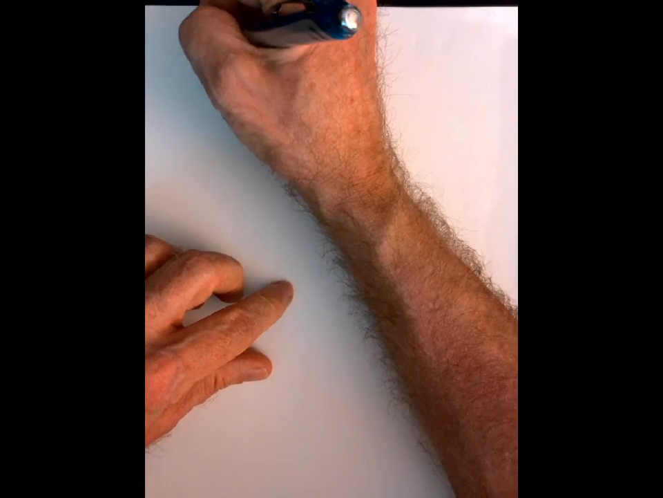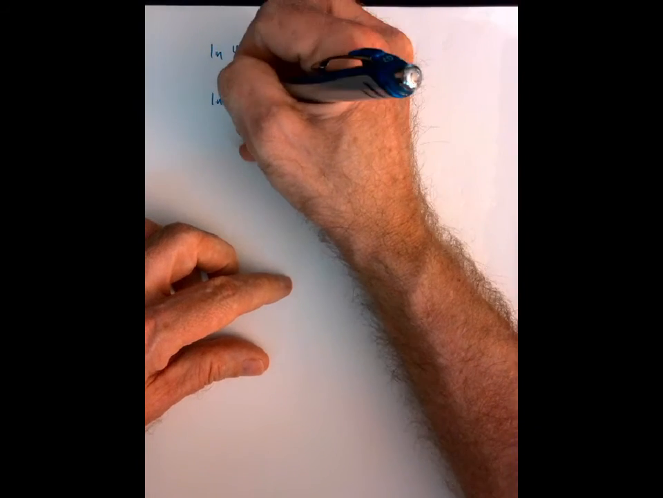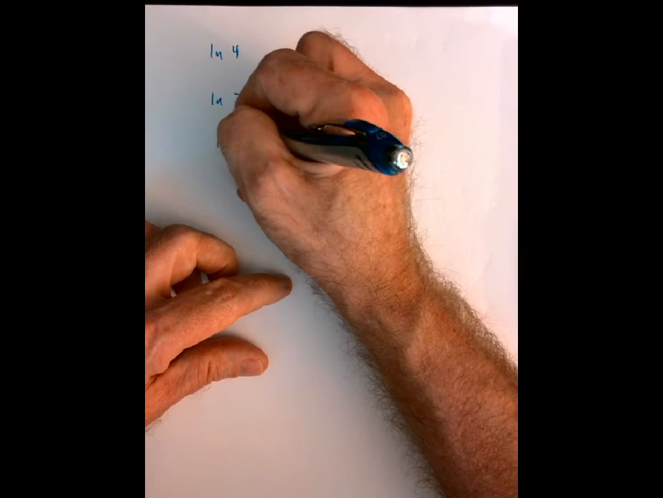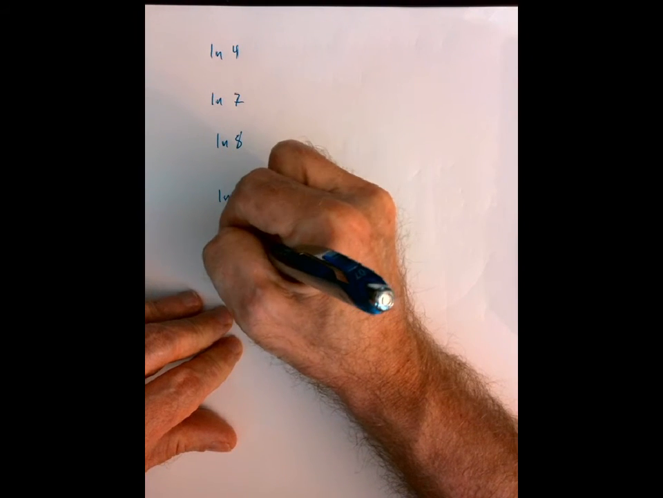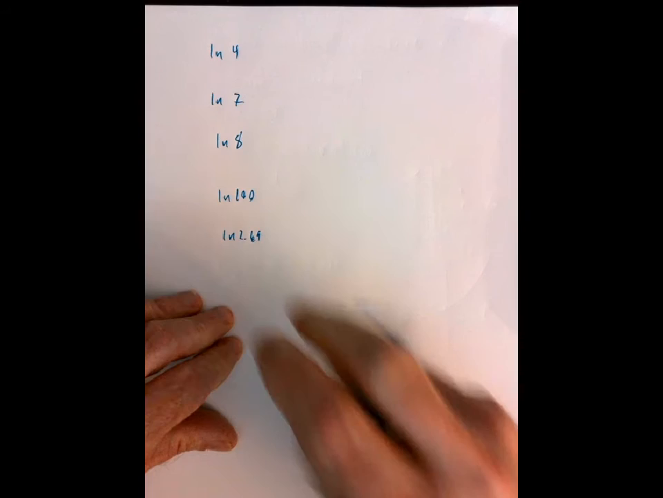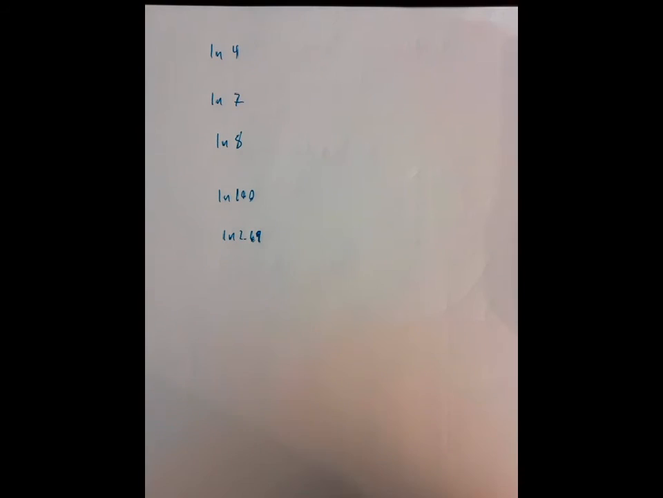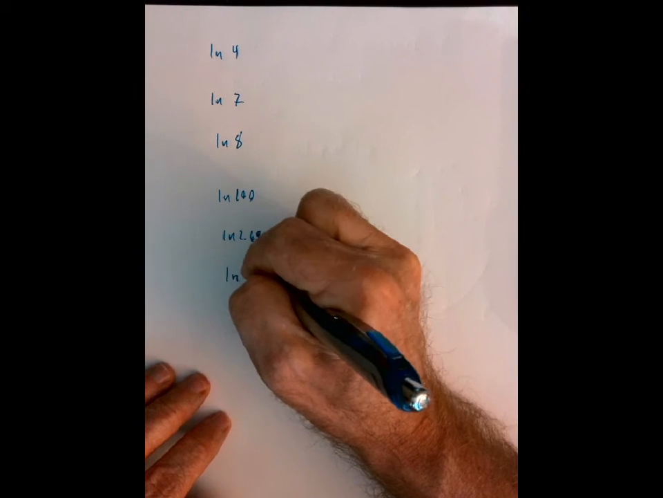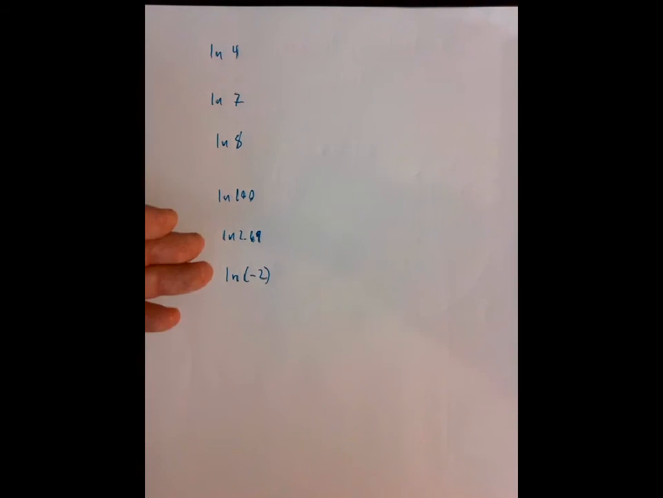So on your calculator, do ln 4, do ln 7, do ln 8, do ln 100, do ln 2.69, because sometimes the input number is not going to be a nice even value. And then, just for kicks, let's try ln -2 and see what happens. Okay, so put your video on pause, do those, and then come back and check your answers.